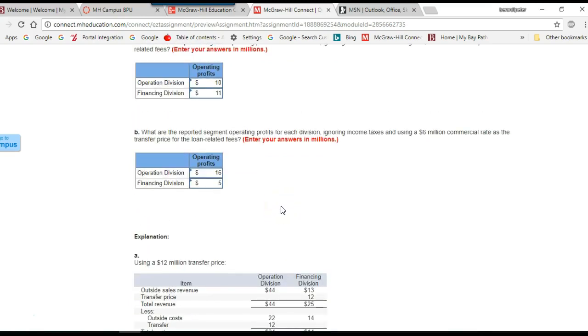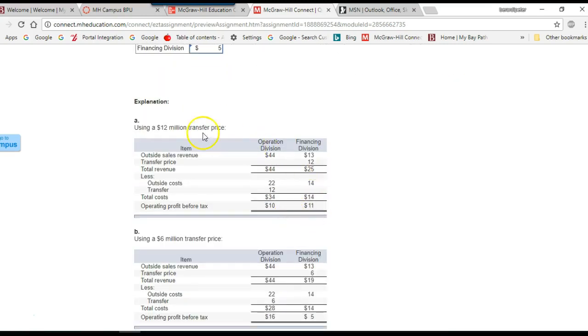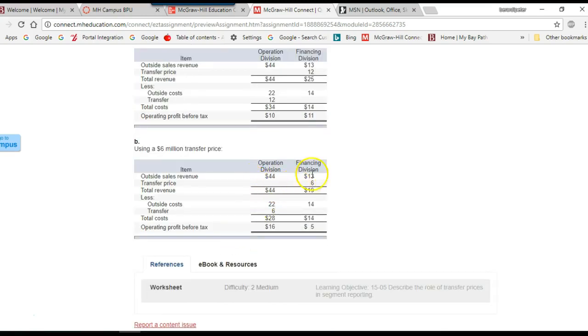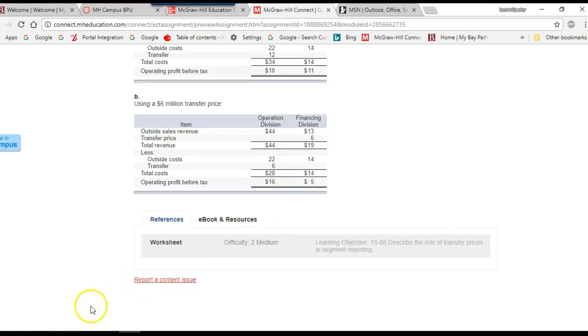What are the reported segment operating profits for each division, ignoring income taxes and using a $6 million commercial rate as the transfer price? Just simply take the above using the $12 million and change it to 6. So instead of charging $12 million, the finance division recognizes $6 million as a price, and the operating division recognizes $6 million as a cost. And then just calculate the operating profit. That's all you need to do.